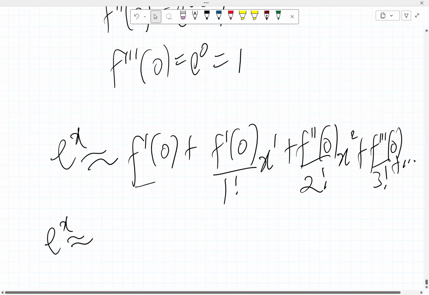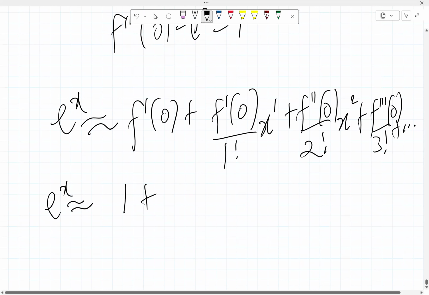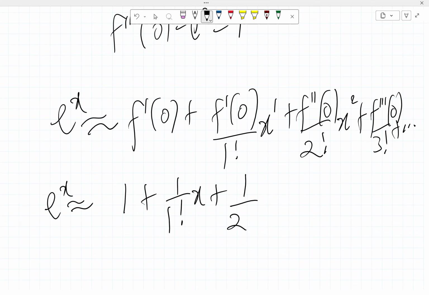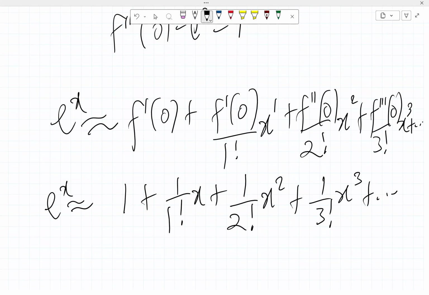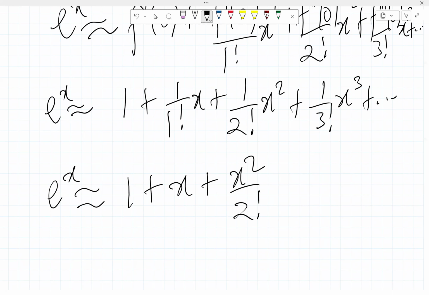Okay? So if you then put it together, all of this is 1 each, right? So that is taken care of. We just take care of other things. So we have 1 plus 1 over 1 factorial x plus 1 over 2 factorial x squared plus 1 over 3 factorial. Okay, I skipped x cubed here. 1 over 3 factorial x cubed plus all that. So we have e raised power x to be approximately 1 plus x plus x squared over 2 factorial plus x cubed over 3 factorial plus all of this.